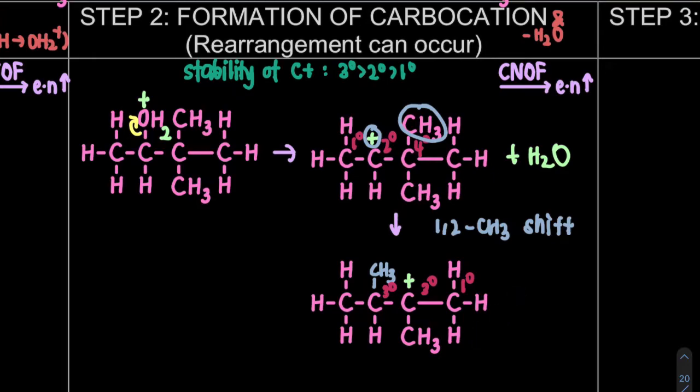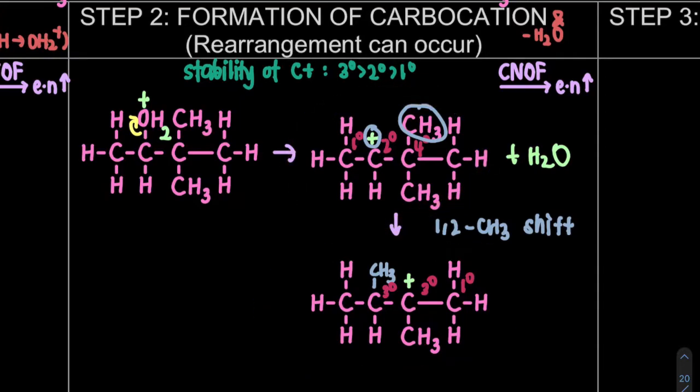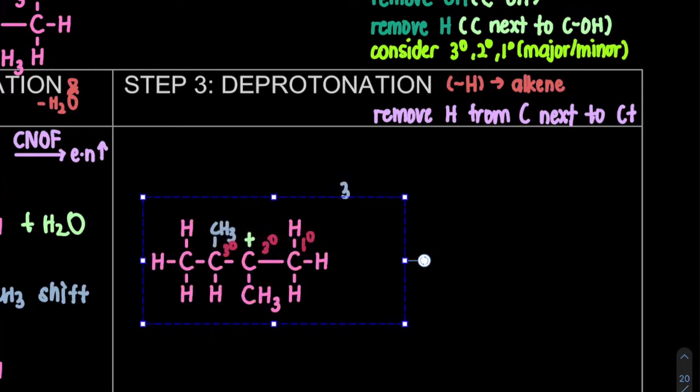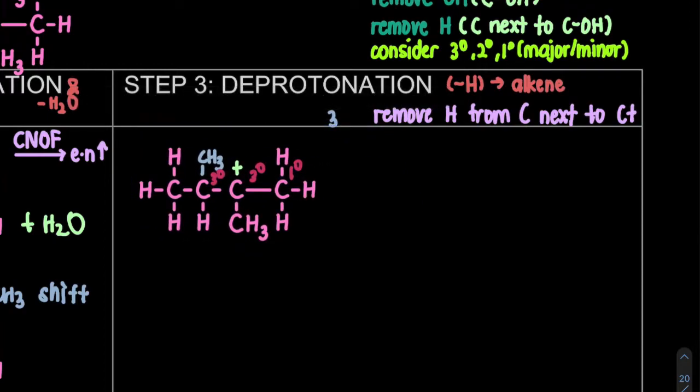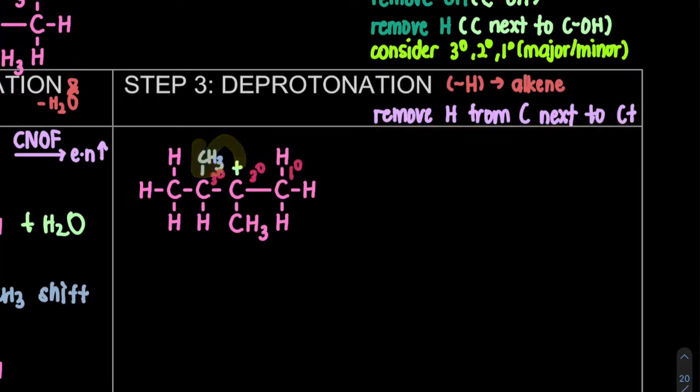Okay, so for step 3, we're not going to take this one. We will take this molecule itself. This will be our step 3. Step 3 is deprotonation of our complex, where we're going to take the hydrogen. We have to remove the hydrogen, but not from our carbocation. We have to remove the hydrogen from the carbon next to the carbocation itself. It's either on your right hand side, primary, or on your left hand side, tertiary.